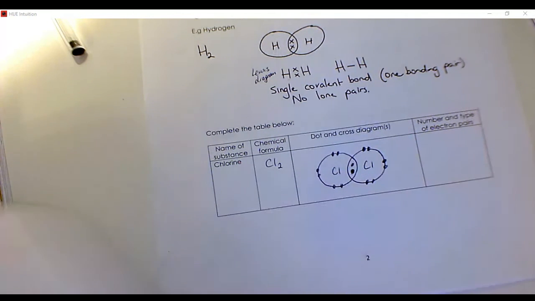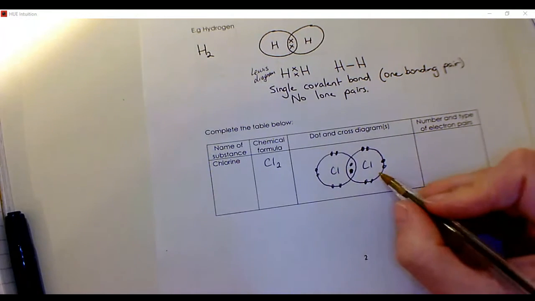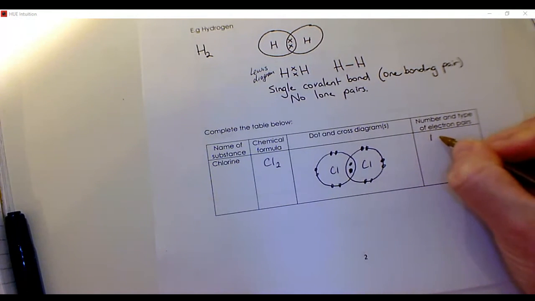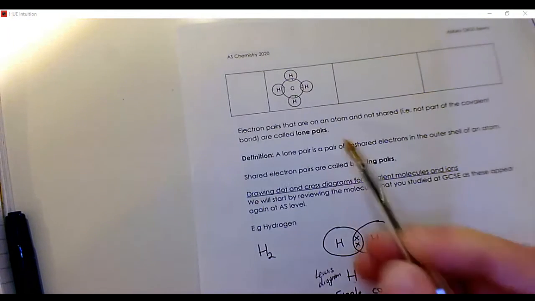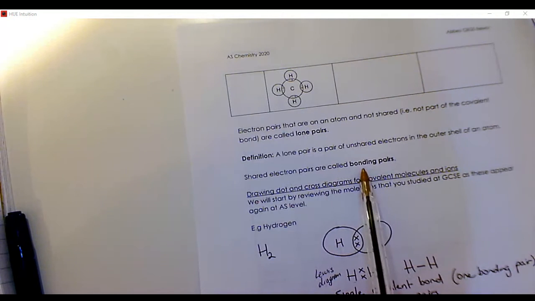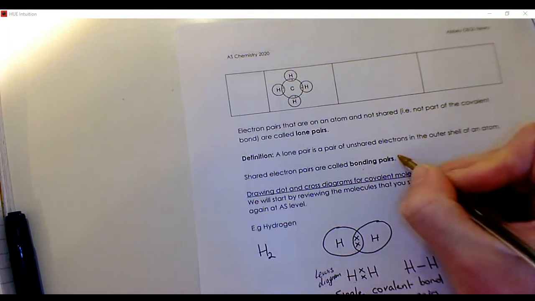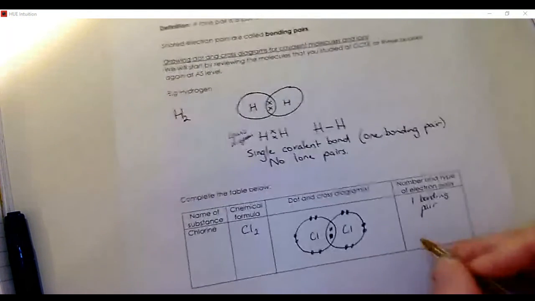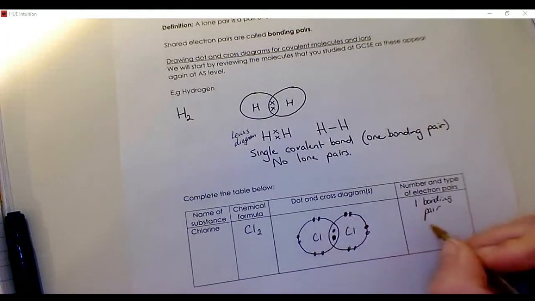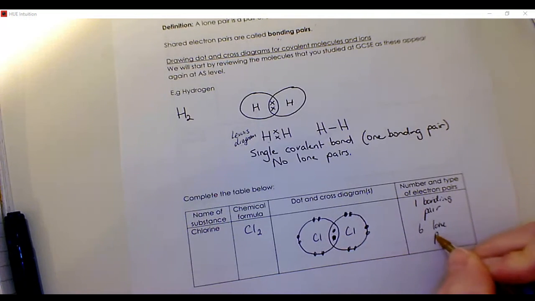Okay, so number and type of electron pairs. Let's have a look at it. You have 1 bonding pair. Sorry, I've just realized I skipped on from the idea of lone pairs and bonding pairs. I've been calling them shared pairs, but actually I should just start calling them bonding pairs. So you've got 1 bonding pair and 1, 2, 3, 4, 5, 6 lone pairs in total in the molecule. All right.